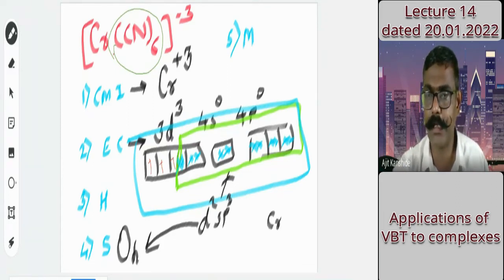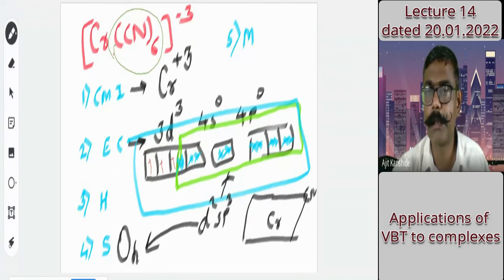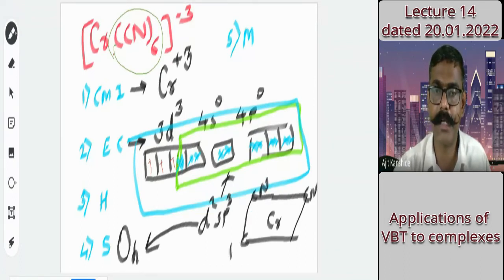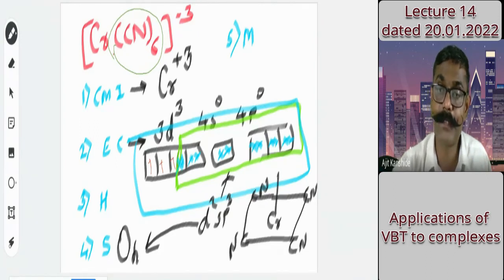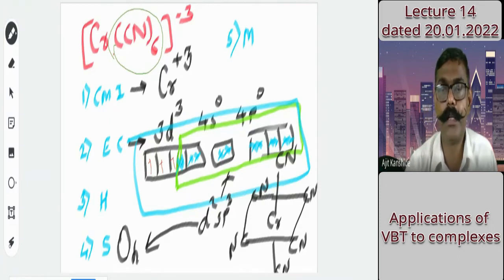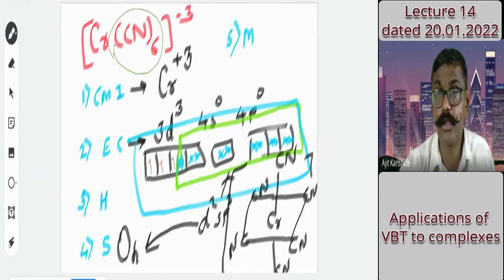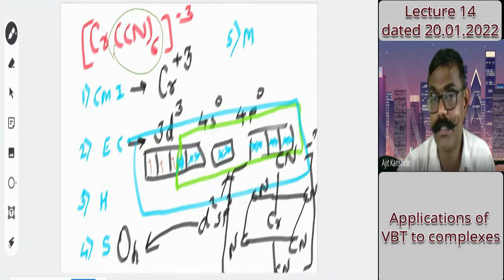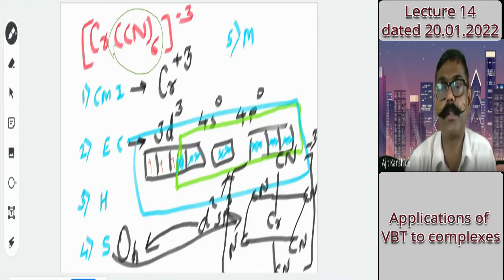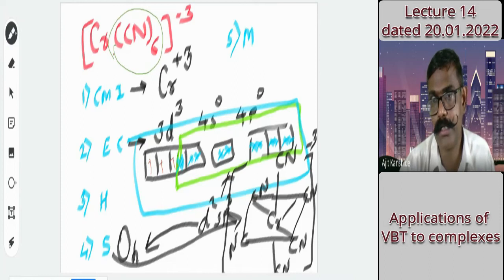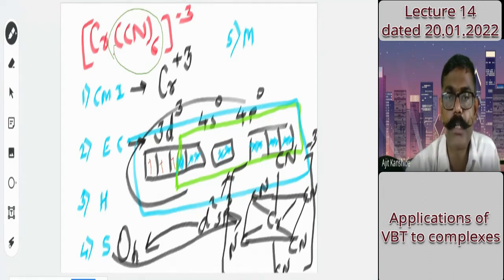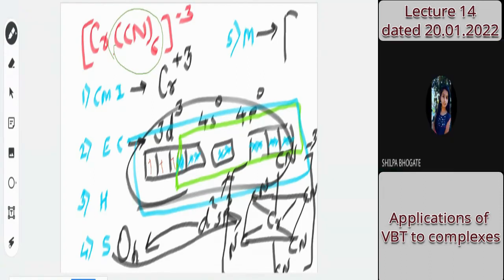Chromium at the center, and you imagine one square. At the corners of the square there will be cyanide ligands. Upside of the square, one ligand; downside of the square, the other ligand. The total charge on this complex is -3. This is the structure for that complex. Of course, bonding is there between them. From this electronic configuration, what do you think about magnetism? Paramagnetism. Yes. Is this complex clear? Yes, sir.